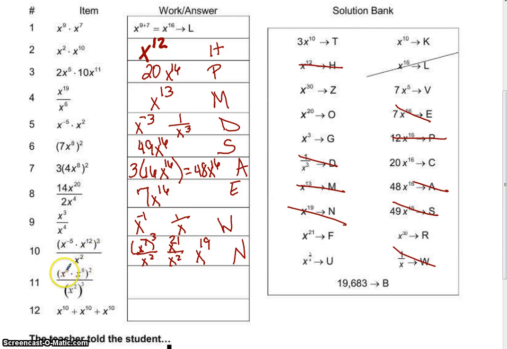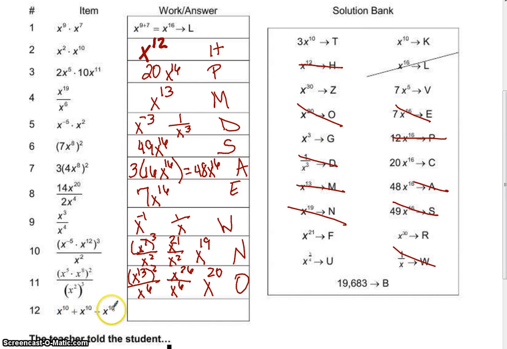So do what's inside first. X to the 5th times x to the 8th gives you x to the 5 plus 8, which is 13. It's going to get squared over x squared to the 3rd. I'd go ahead and take care of that. 2 times 3 is 6. So on the top, you're going to say x to the 13 times 2, which is 26, over x to the 6th. You have a fraction, you're going to subtract, and you end up with x to the 20th, which is O.